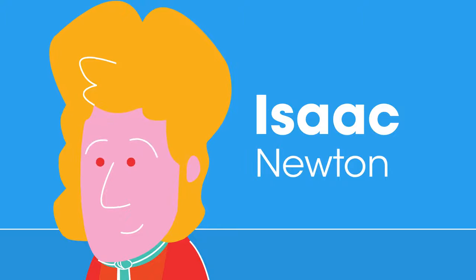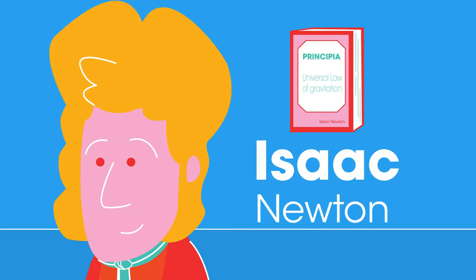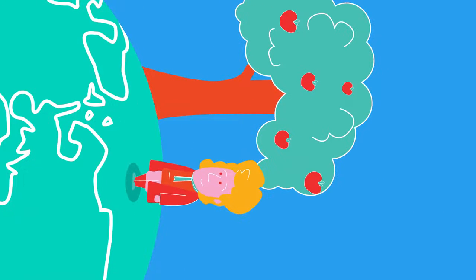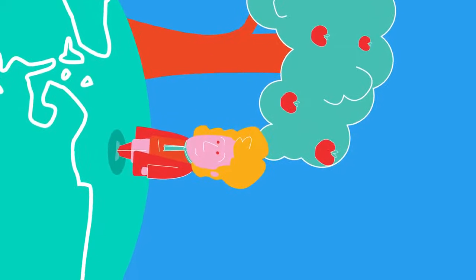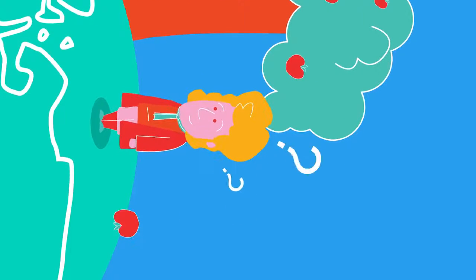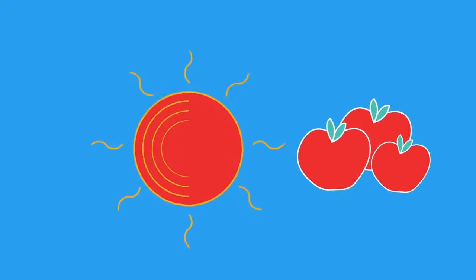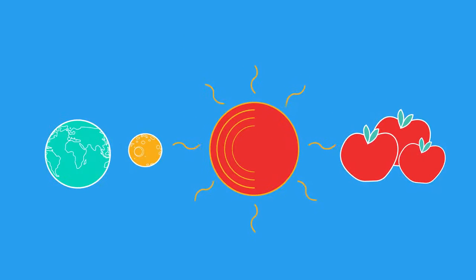Famously, the concept of gravity was first proposed by Isaac Newton in the 1680s in his book Principia, which contained the universal law of gravitation. As the legend goes, he was sitting under an apple tree when an apple fell on his head, and he began wondering, what pulled it to the ground? Newton had the idea that gravity acted not just on apples, but also the sun, the moon, and the planets.